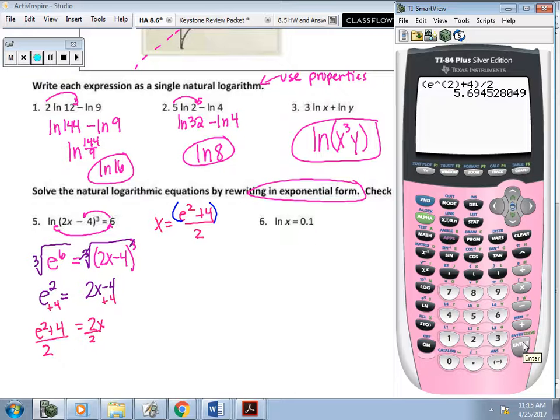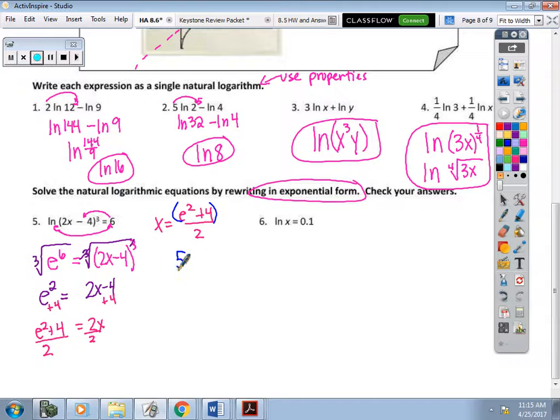So I should get 5.6945. We'll just keep with the 4 decimal places like we did yesterday, just to be consistent.